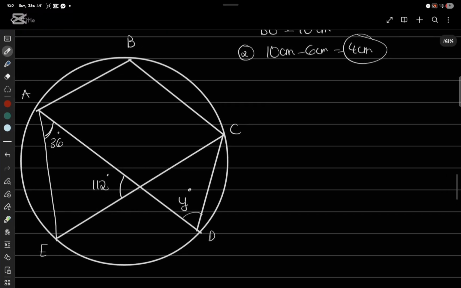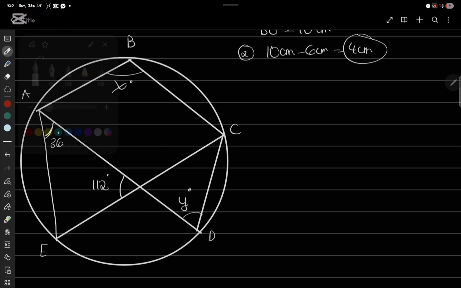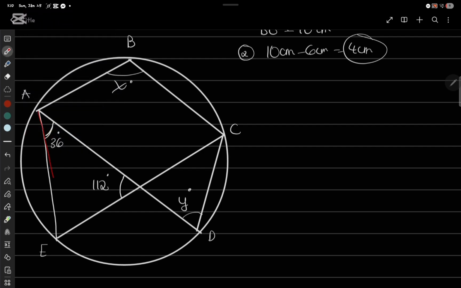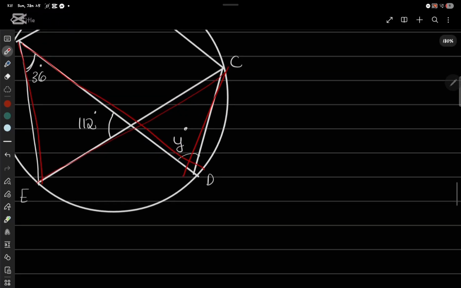Okay, our last example. This is a bit harder, but I'm pretty sure you guys can do it. Okay, so you're asked to find, I forgot to label it, you're expected to find X and Y. Okay. So first thing you should notice is, boom, bow tie pattern. Right there. Okay. Bow tie pattern.